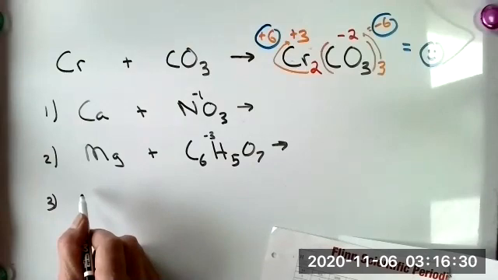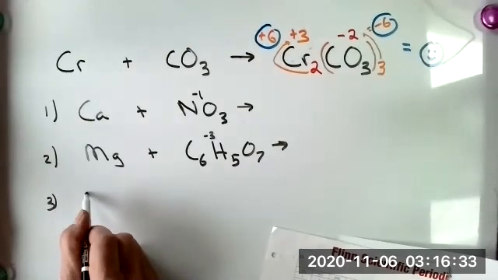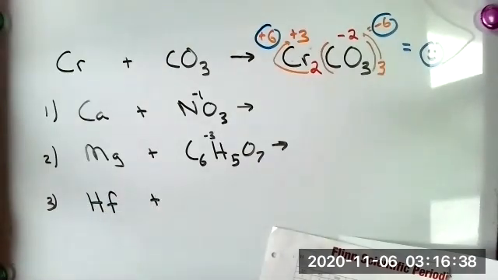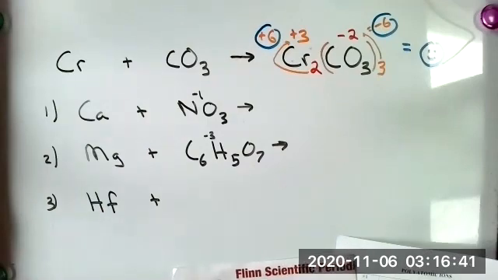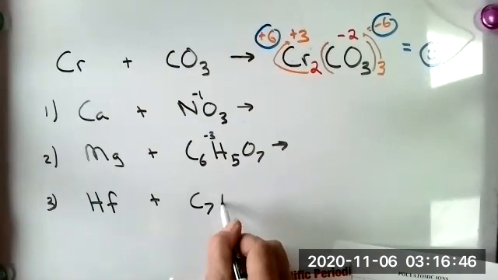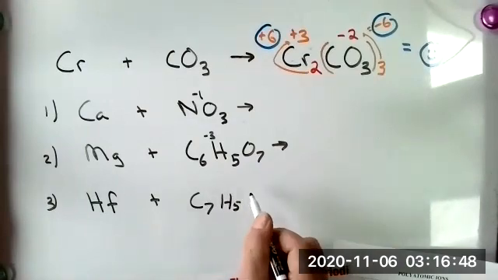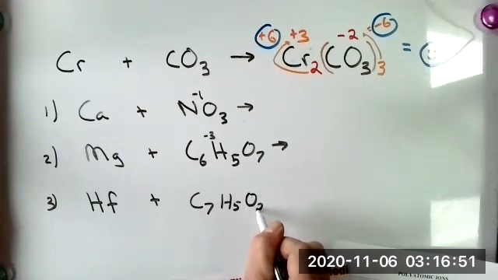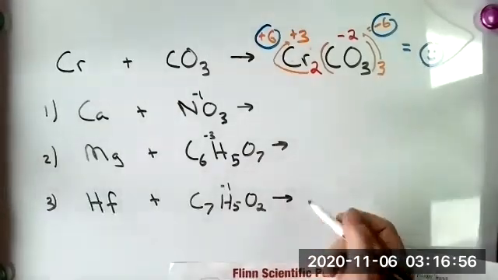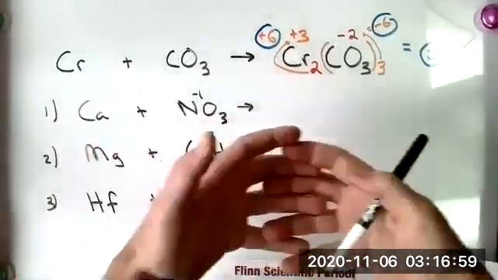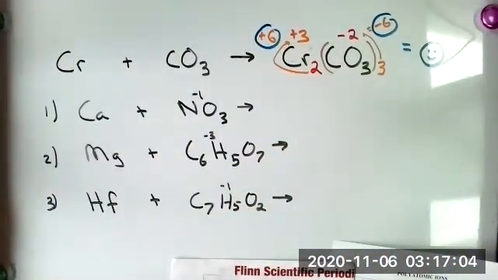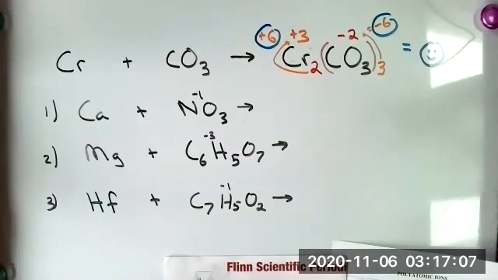Let's try. Oh yeah, how about a hafnium? And how about a C7H5O2? And his charge is a -1. Okay, let's just do those 3. Would you please combine these 3 over here? Ionic bonds. Get those oxidation numbers to add up to 0.